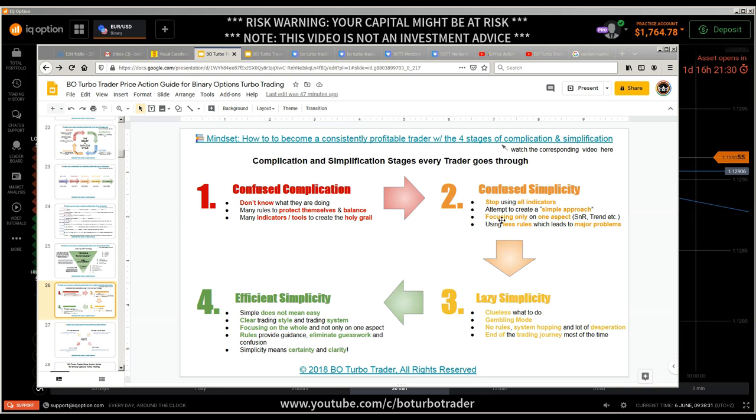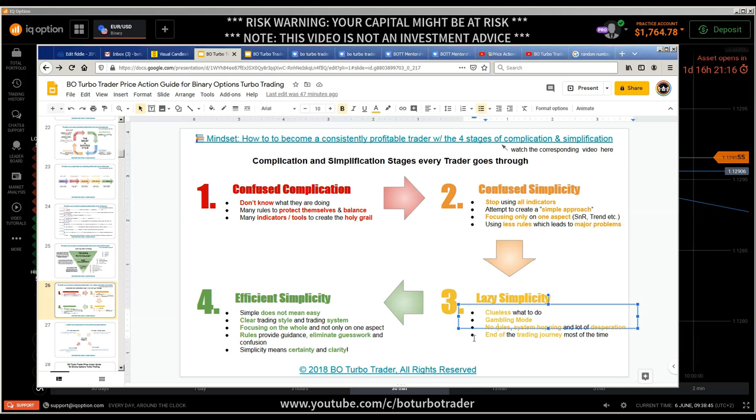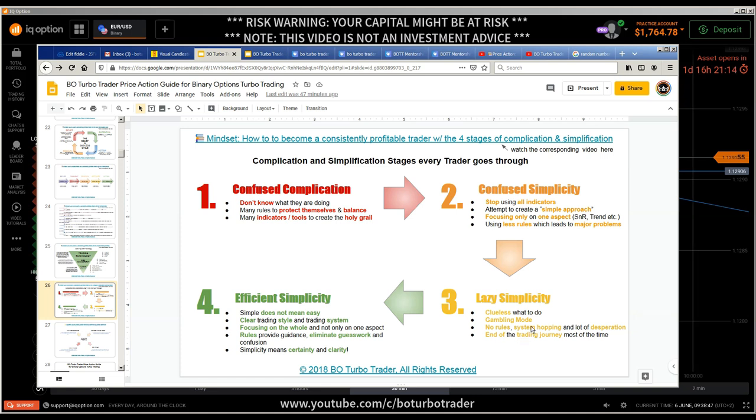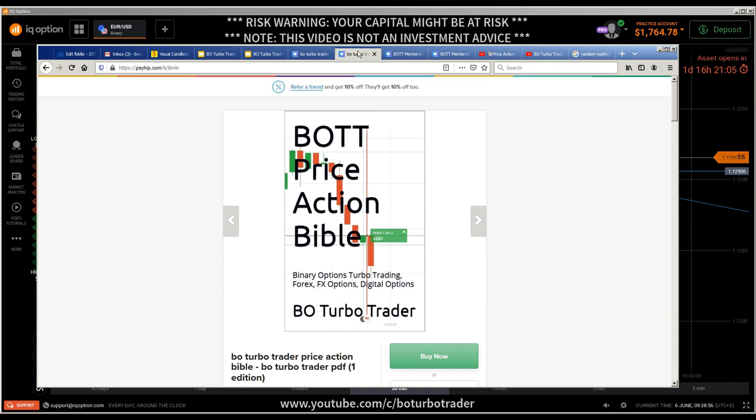Every trader will go through these steps, and you can only handle this by doing the opposite of what is written here. When you are clueless, you have to find a clue. When you are gambling, you have to stop gambling. When you have no rules, you set rules. And when you are system hopping, you have to stop system hopping, and you have to try to own this. I have explained this in the concepts of the BOTT Price Action Bible. Those things which I explained here, you take a few pages and then you try to master them. That is what this is about.